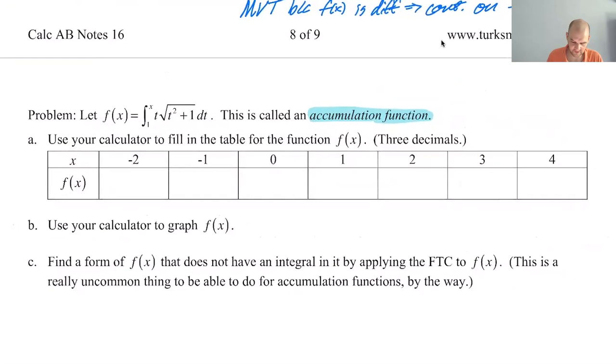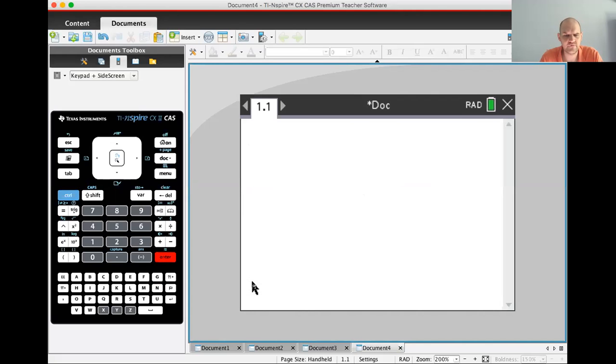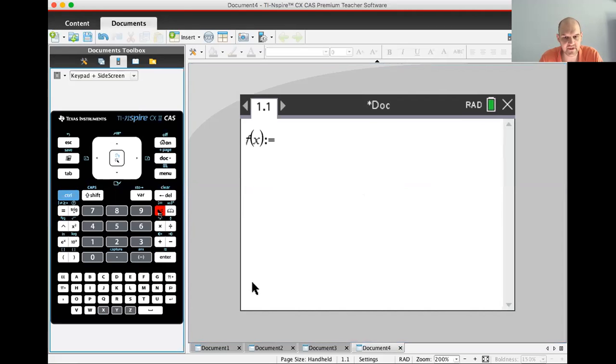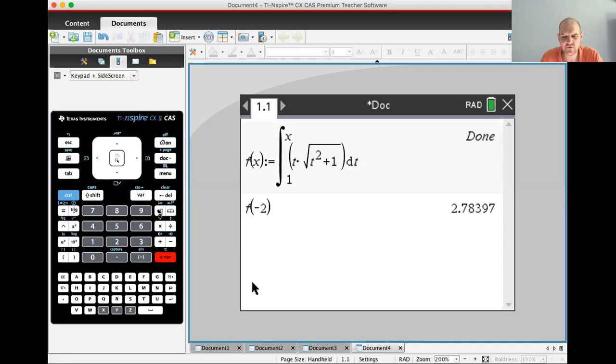So use your calculator to fill in the table for f of x, from -2 through 4. Let's switch to the calculator and let the calculator do its thing. I'm going to do a new document for f of x. Your calculator doesn't care, just put it in. f of x is the integral from 1 to x of t times square root of t squared plus 1 dt. Now I have to find f of -2, and we need decimals.